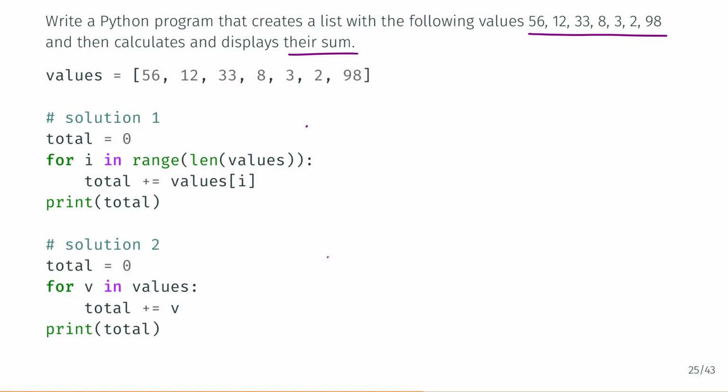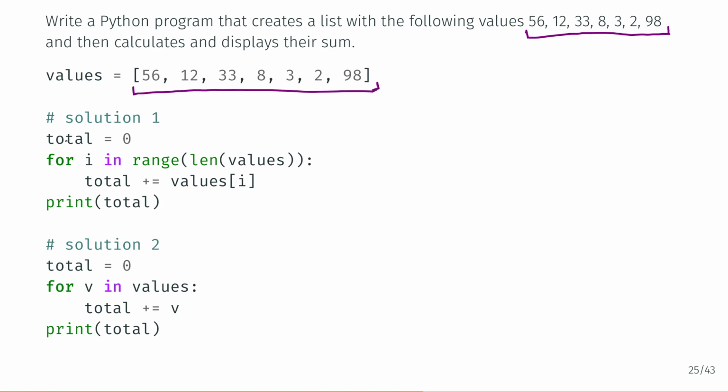Okay. So since we know the values beforehand, all the values are known, we can just use this syntax to create the list, which is just create the list with the values, right? That's simple. We do not have to say values equals none times whatever, or say values equals an empty list and then keep on appending. We can do that, it's perfectly okay, but it's not necessary since we already know the values. These are the values: 56, 12, 33, 8, 3, 2, 9, 8. So we create a list using these values, right?